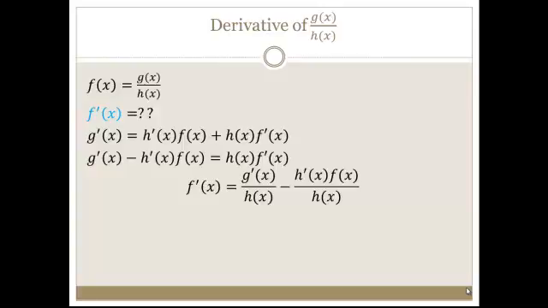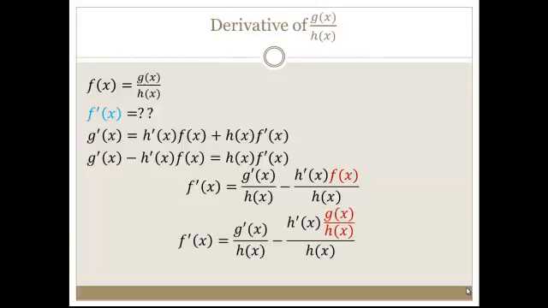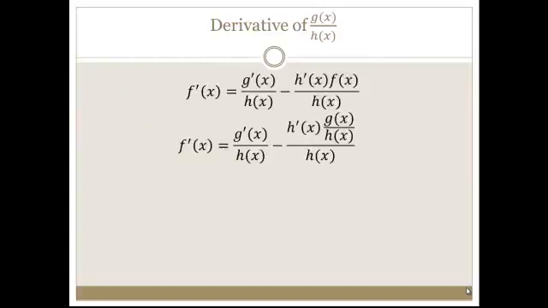However, we would like to put this all in terms of our functions g and h. So we need to replace f of x with g of x divided by h of x. Unfortunately, we now have a compound fraction, that is, a fraction within a fraction. So we'd like to simplify this. In order to simplify this, we want to multiply the top and bottom of the right-hand fraction by h of x. That way, up top, we're left with h prime of x times g of x, and down bottom, we have h of x squared.